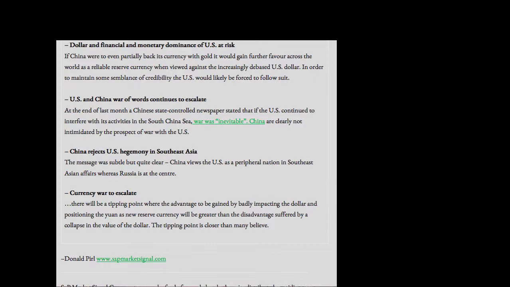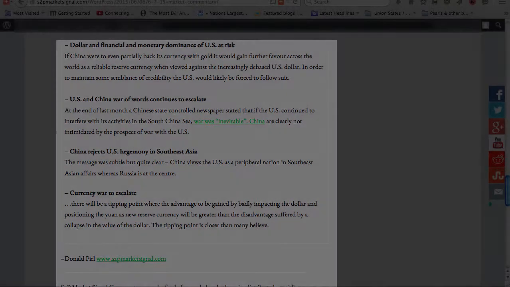Currency war to escalate. There will be a tipping point where the advantage to be gained by badly impacting the dollar and positioning the yuan as the new reserve currency will be greater than the disadvantage suffered by a collapse in the value of the dollar. The tipping point is closer than many believe.